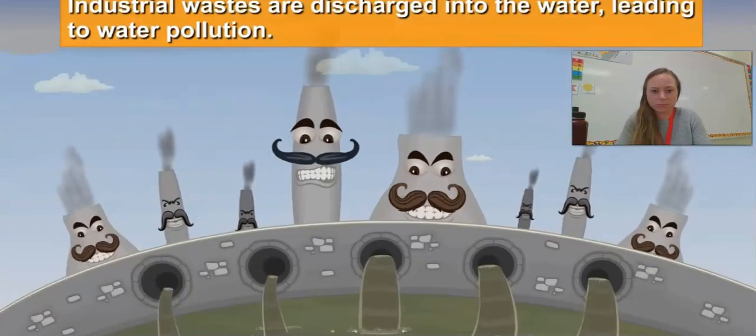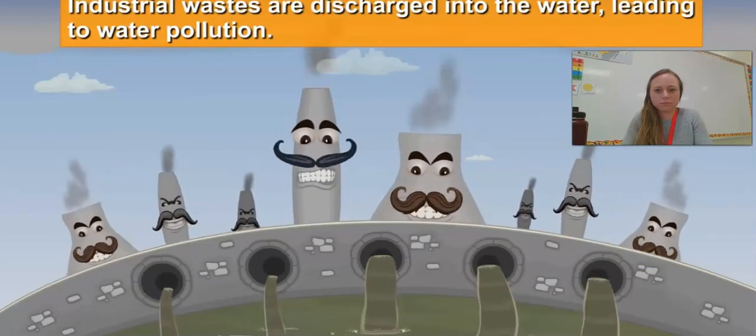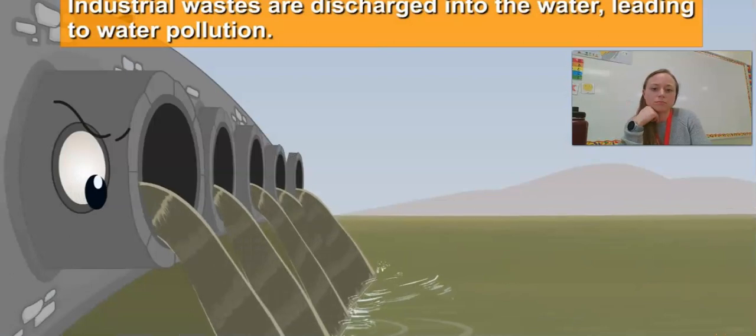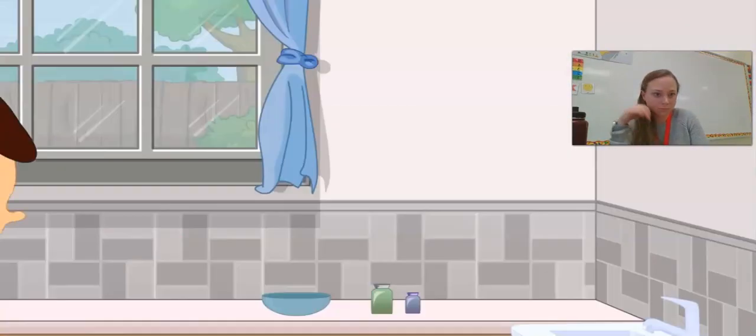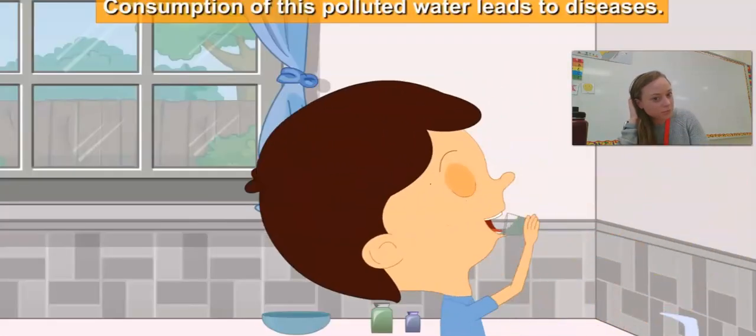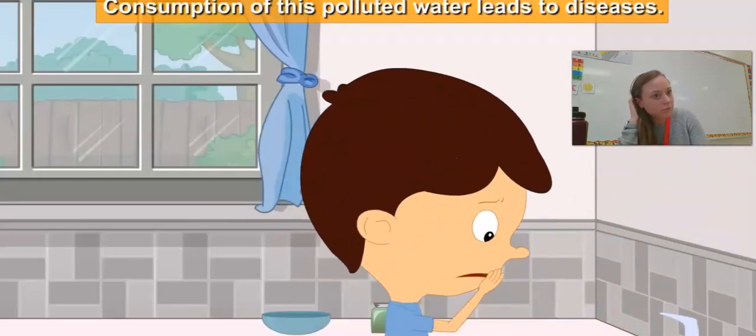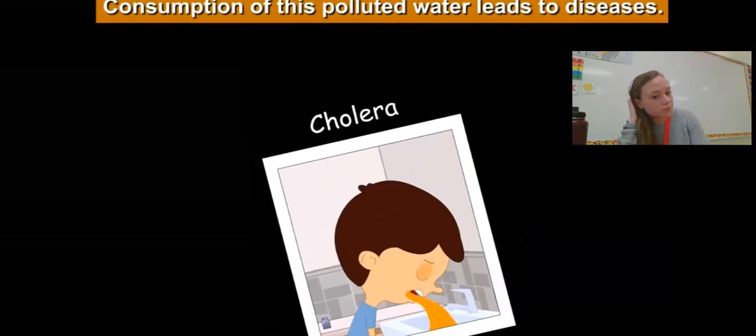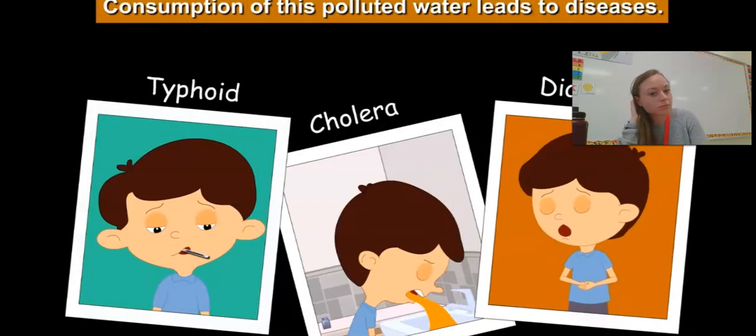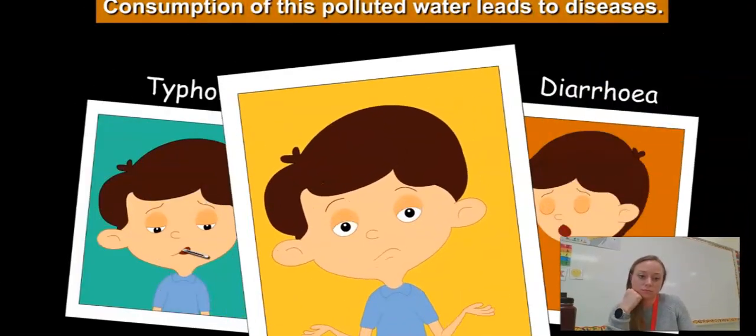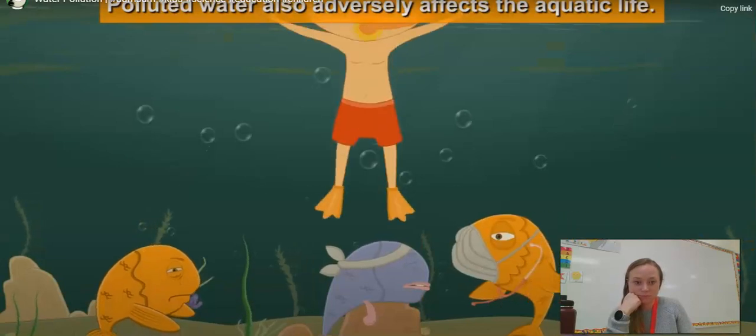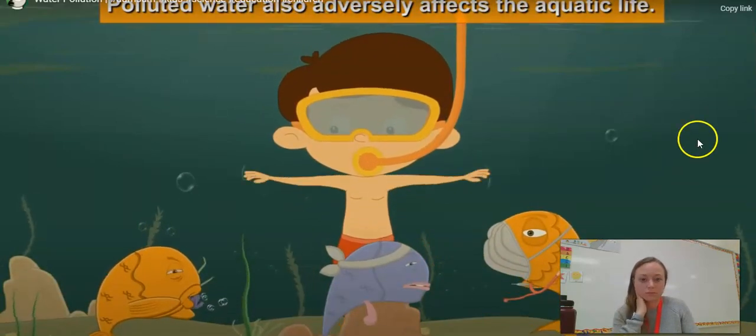Also, industrial wastes are discharged into the water, leading to water pollution. Consumption of this polluted water leads to diseases like cholera, typhoid, diarrhea, etc. in human beings. Polluted water also adversely affects the aquatic life.